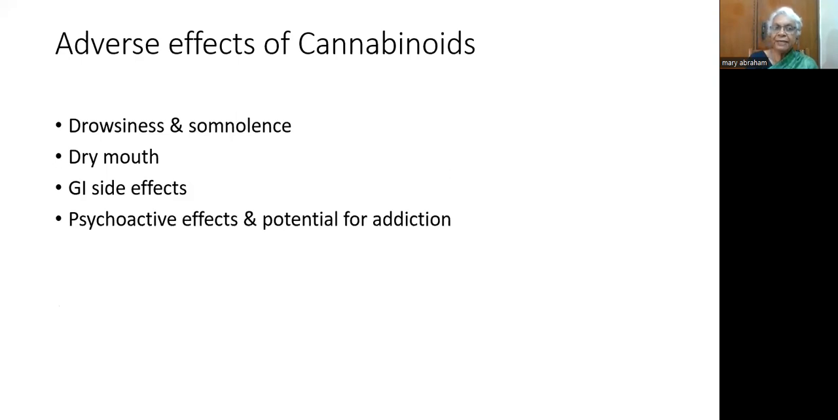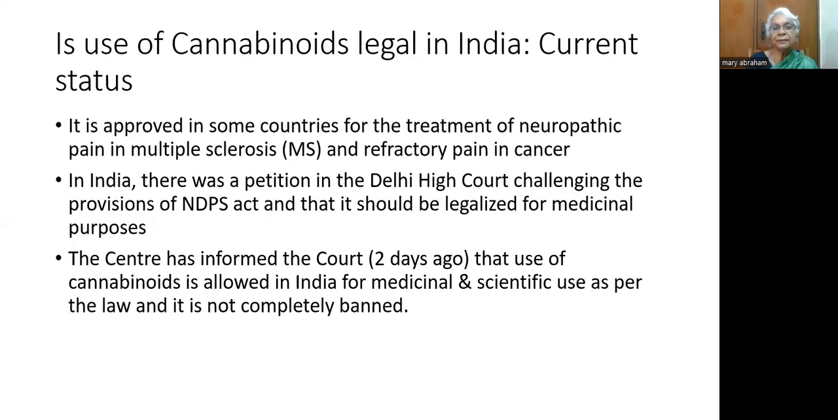But it has adverse effects like drowsiness, somnolence, dry mouth, GI side effects, and psychoactive effects, and of course, the potential for addiction. Next, please. In India, abroad, it has been regularized in certain countries, particularly for pain of multiple sclerosis and refractory pain and cancer. But in India, what is the status? What is the legal status?